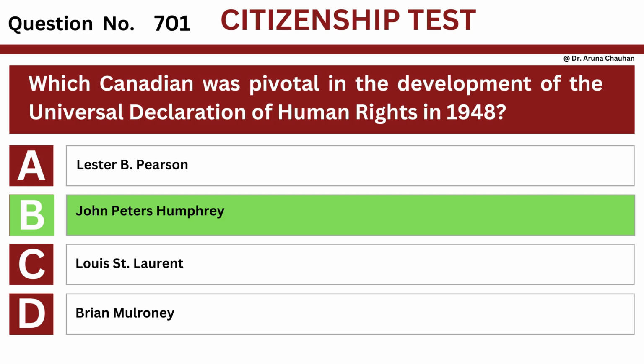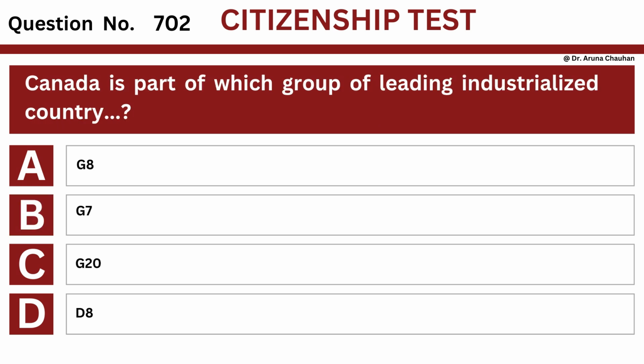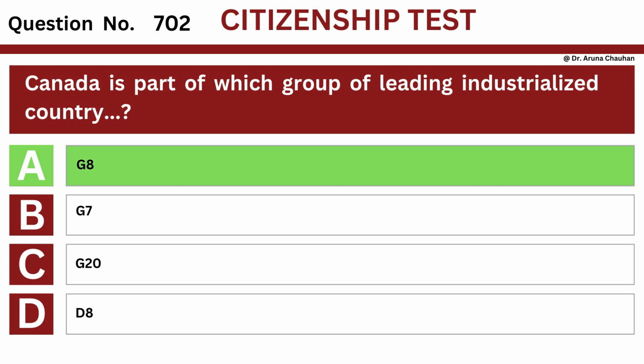John Peters Humphrey. Question number 702. Canada is part of which group of leading industrialized countries? Option A, G8. Option B, G7. Option C, G20. Option D, D8. The answer is option A, G8.